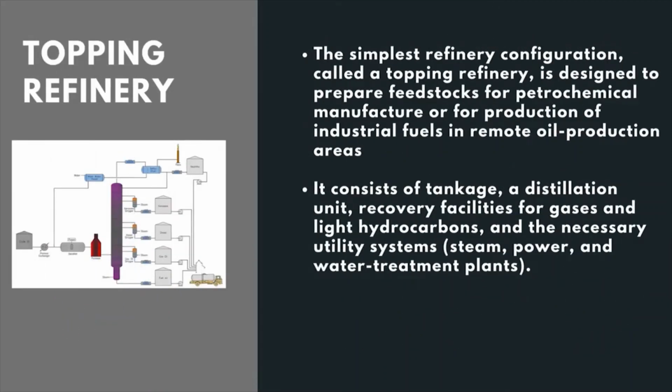Topping refinery. This is the simplest refinery configuration, and it is designed to prepare feedstocks for petrochemical manufacture or for production of industrial fuels in remote oil production areas. It consists of tankages, a distillation unit, recovery facilities for gases and lighter hydrocarbons, and the necessary utility systems such as steam, power, and water treatment plants. So, this is a refinery where you just feed in the crude oil, and from the distillation column, you get the key products like kerosene, diesel, and the reduced crude oil, and there is no further secondary process involved in a refinery.